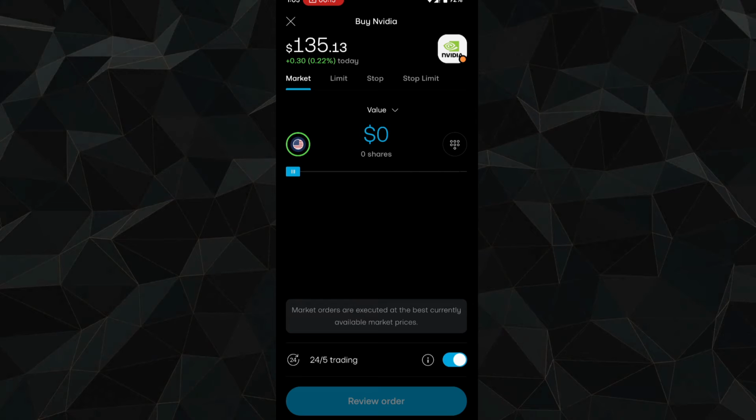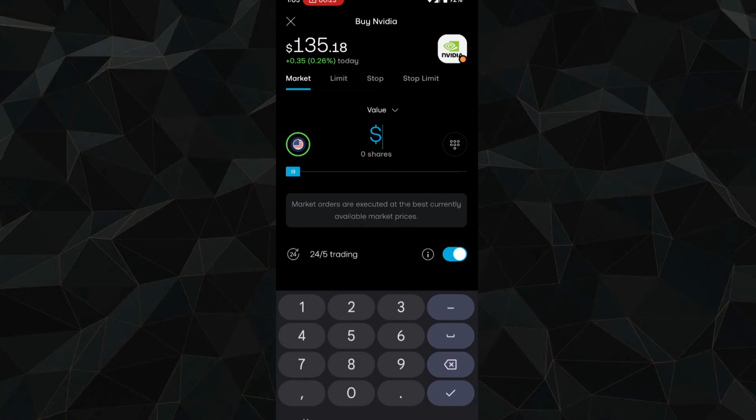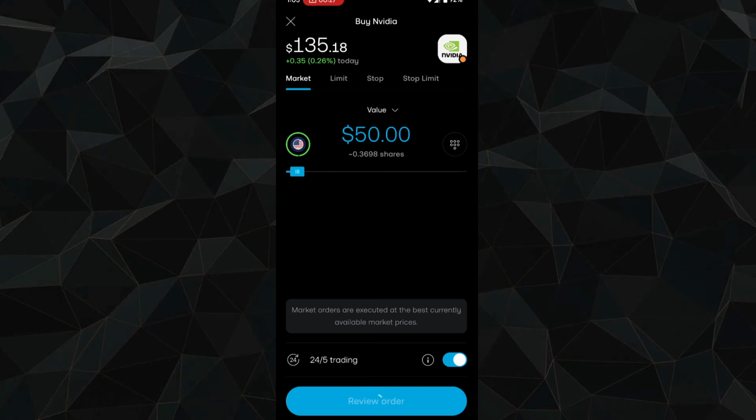Next, when placing an order, look for the 24/5 trading toggle above the Review Order button. Switch this on, which enables trading during extended hours, including pre-market, after hours, and overnight sessions.